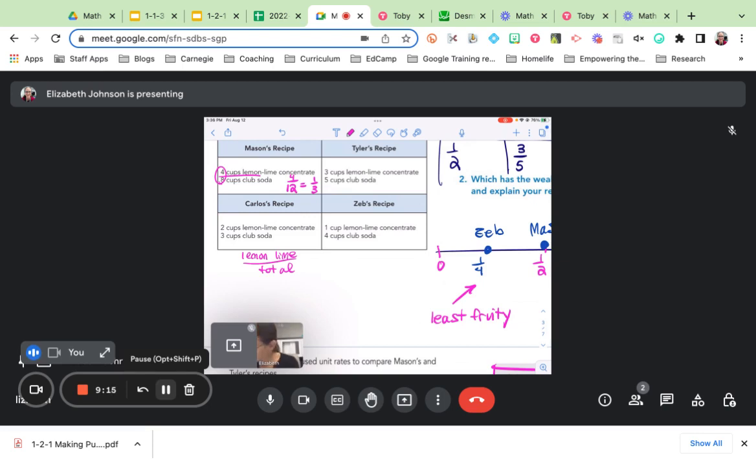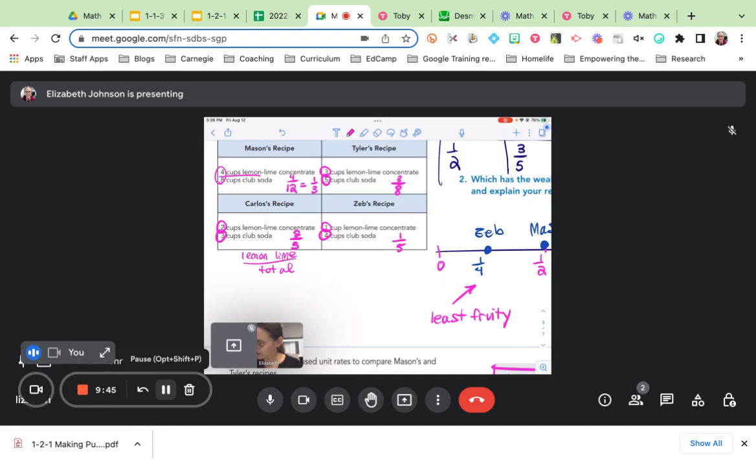For Tyler's recipe, we would have 3 in our numerator. And in our denominator, we would have 3 plus 5. That's the total amount of punch. So 3 cups of lemon lime to 8 cups total. 3 to 8 is our ratio there. For Carlos, we're going to have 2 in our numerator over 2 plus 3. That's 5. And for Zeb, we're going to have 1 in our numerator over 1 plus 4.